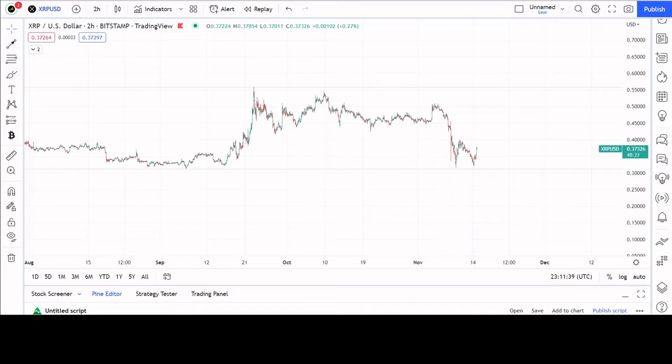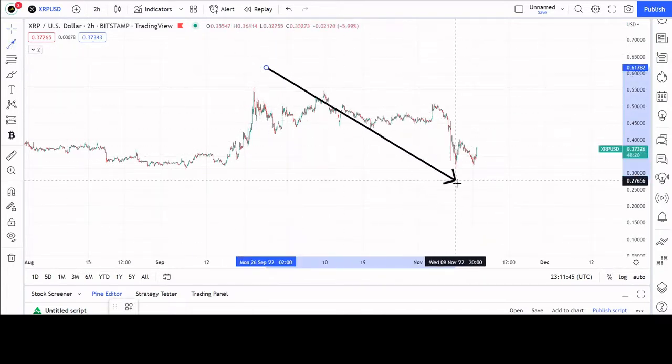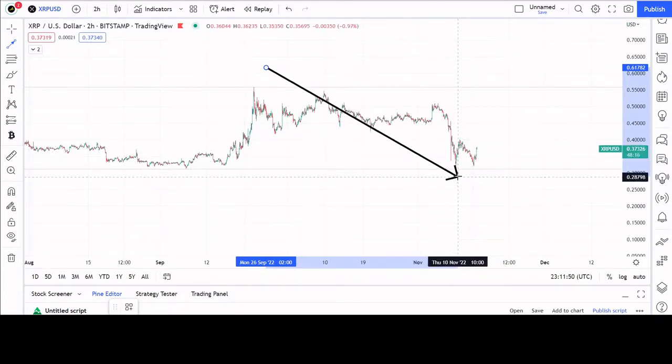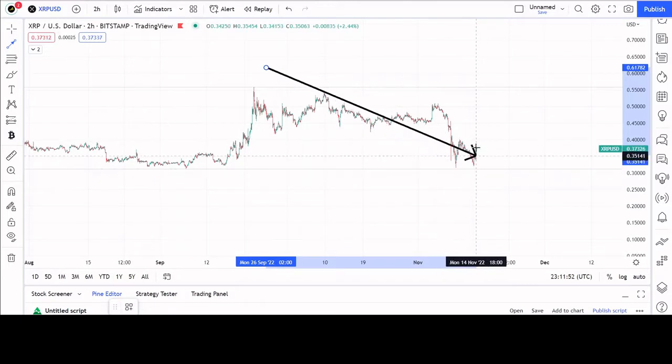So today, I have the XRP chart open, and my oh my, these past few days have been exciting. As you can see, there is turbulence on this chart. We had this drop, it bounced back up, it dropped again, now it's moving back up.